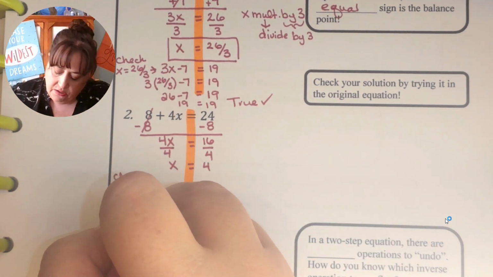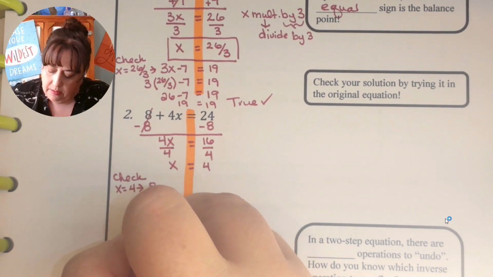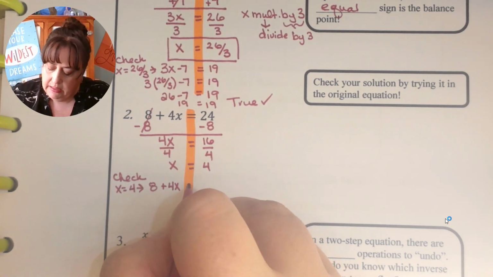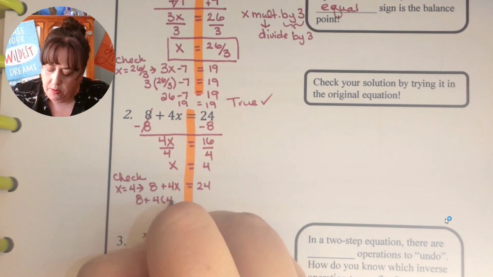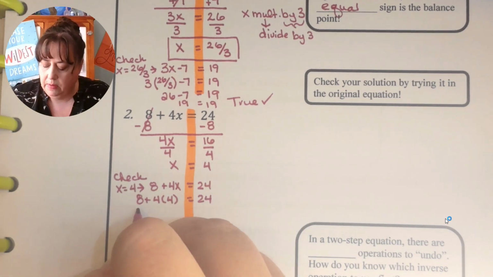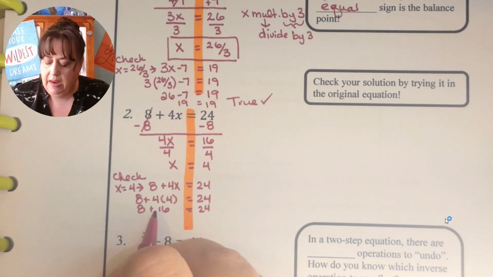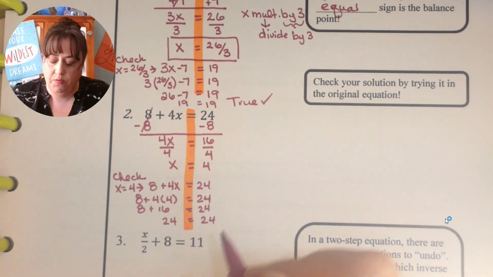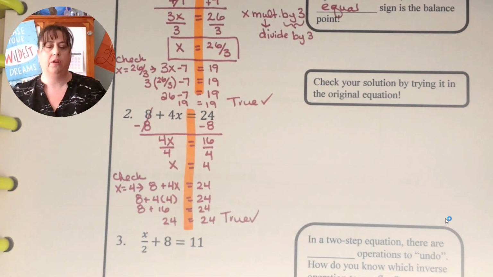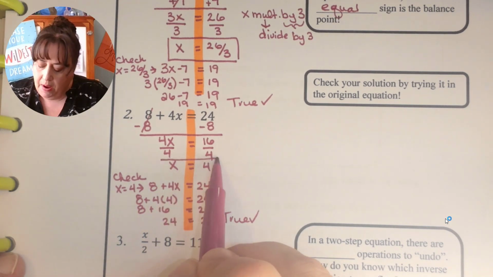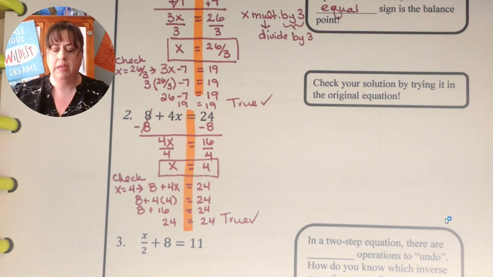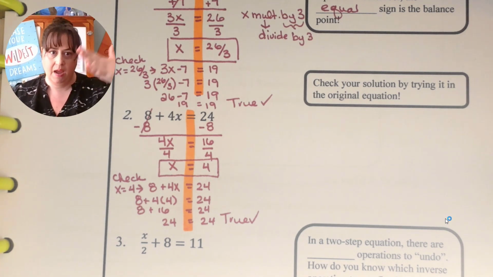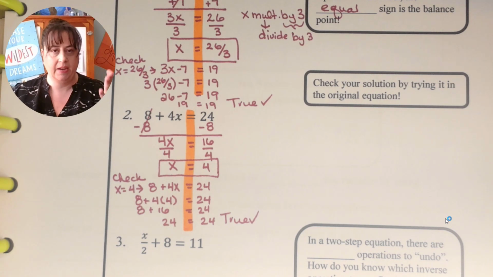So we will check our answer. X equals 4 into 8 plus 4x is equal to 24. So that's going to be 8 plus 4 times 4 equals 24. 4 times 4 is 16. 8 plus 16 is 24. 24 equals 24, so that's true. So we are good. Make sure you box in your answer so that whoever is reading your work knows where your answer is. Because sometimes our answer is going to come in the middle, like it is here, because we had to check our work and then come back up to our answer.